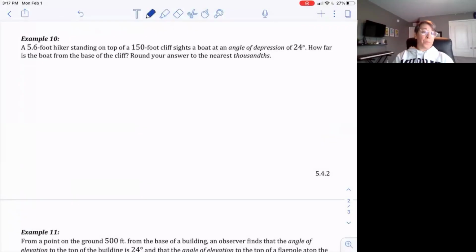So let's do an example. We have a 5'6" hiker standing on top of a 150-foot cliff. So let's draw the cliff. We've got a cliff here.